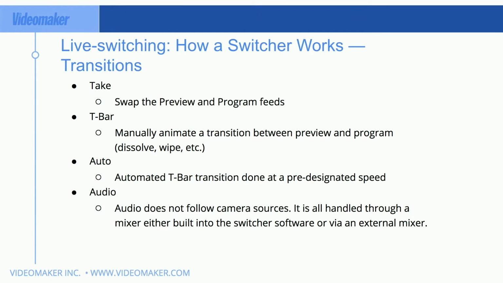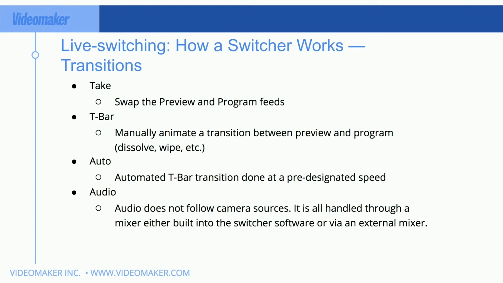Auto, which is the automated T-bar. So really, it just means you can set the duration of the actual transition. So we don't have a T-bar with Sling. We just change from preview to program, and we can change the amount of time that transition takes. So it might be 30 seconds to dissolve from your preview to your program.